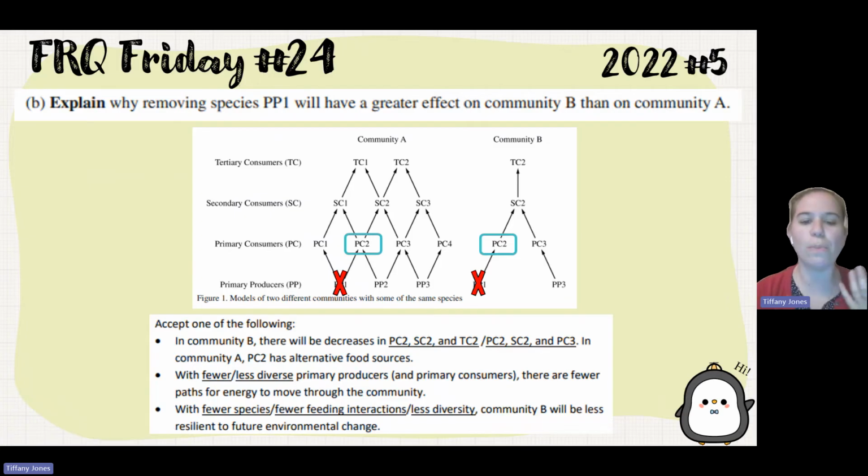You could talk about how there would be fewer primary producers and that led to less of a path for energy to move through that community. You could also talk about how this would make community B less resilient to future environmental change because they are missing that PP1.